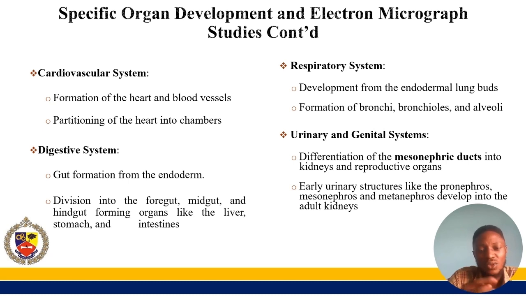So let's also look at the urinary and genital systems, which involve the differentiation of the mesonephric duct into kidneys and reproductive organs, and also the early urinary structures like the pronephros, mesonephros, and metanephros, which develop into what we now call the adult kidneys.